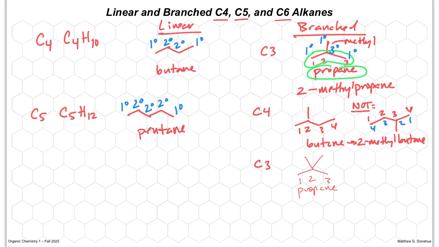So the longest chain is propane. At position 2, there's 2 methyls. You have to specify the position of both, and then because they're the same, you have to put a prefix in front of the methyl. So this will become 2, 2, the dash, and now di, because there's 2. So 2,2-dimethylpropane.